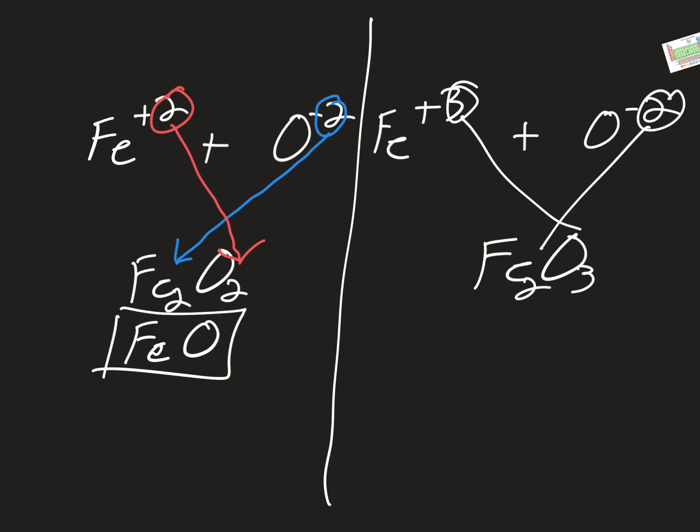Okay, over here though, it doesn't reduce. So I'm going to get Fe2O3. That's going to be it. So these are two different ionic bonds. They're the same elements that have come together, but they came together differently because of that original charge of iron. So we have to define that in the name.